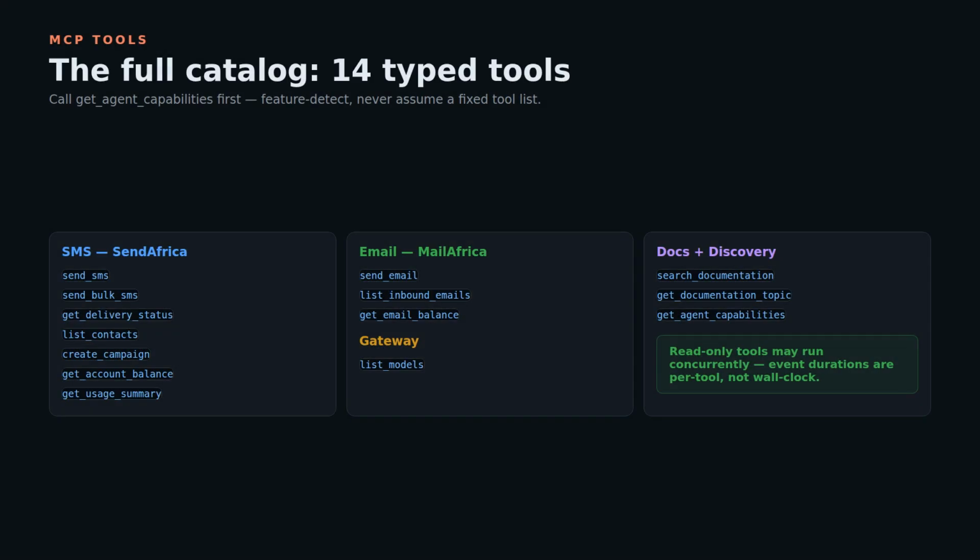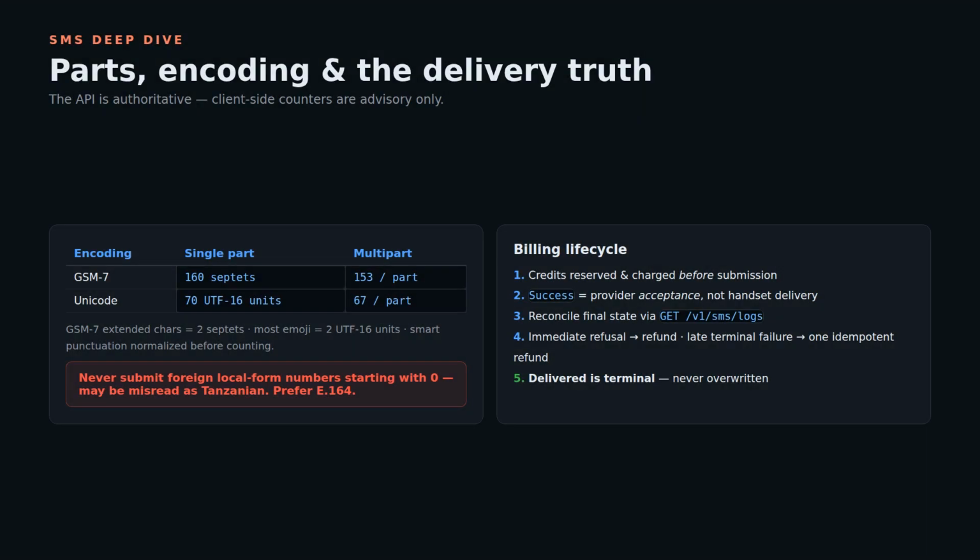The tool catalog has 14 typed tools. On the SMS side, send SMS, bulk SMS, delivery status lookup by public message ID, contact listing, campaign creation, account balance, and usage summary. On the email side, send email, list inbound emails, and balance, plus documentation search and topic fetch, model discovery on the NAMIA gateway, and capability negotiation, which you should always call first to feature detect the deployment.